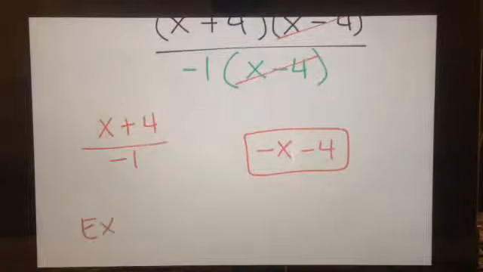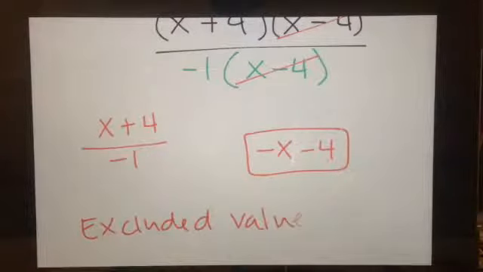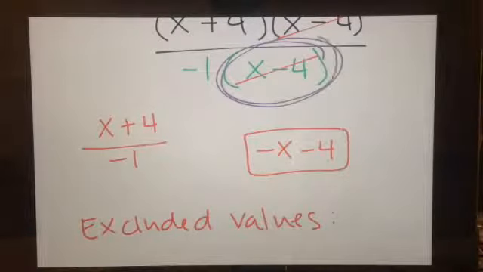Now for my excluded values, I just have to look at the bottom of the fraction and see what would make it equal 0. So I'm going to look, I'll do it in purple, I'm going to look at this piece right here. The number that would make that equal 0 is 4, because 4 minus 4 is 0. So I'm going to say my excluded value for x here is 4. I can plug in anything else, it's just that 4 would not work.